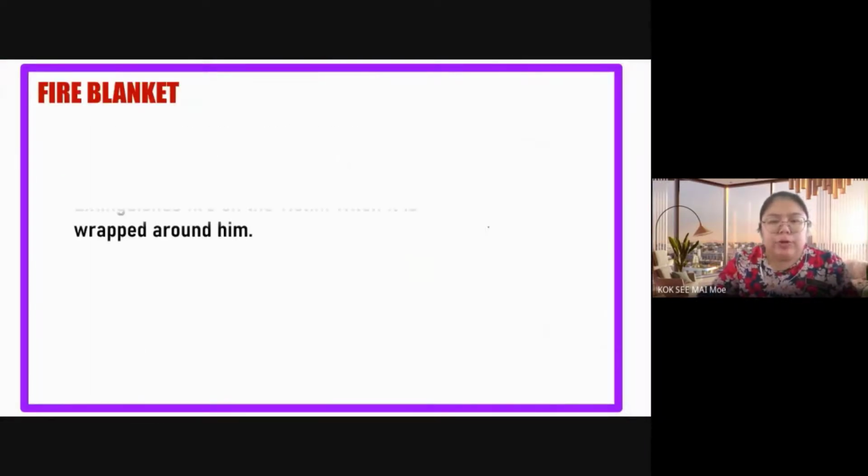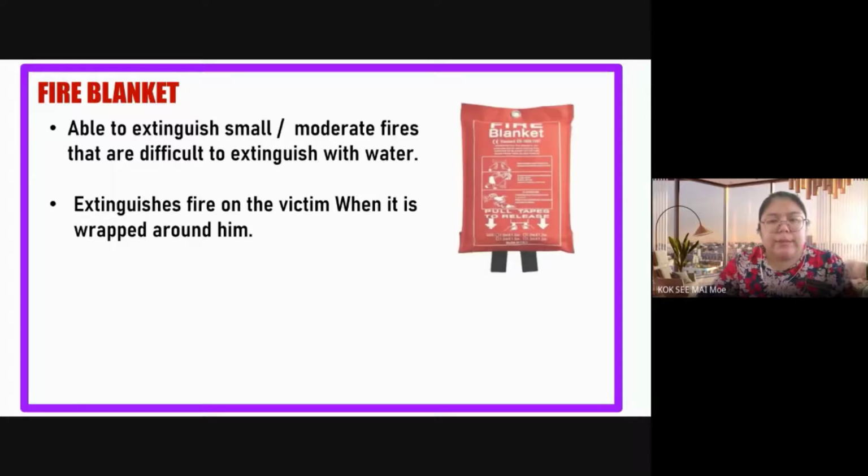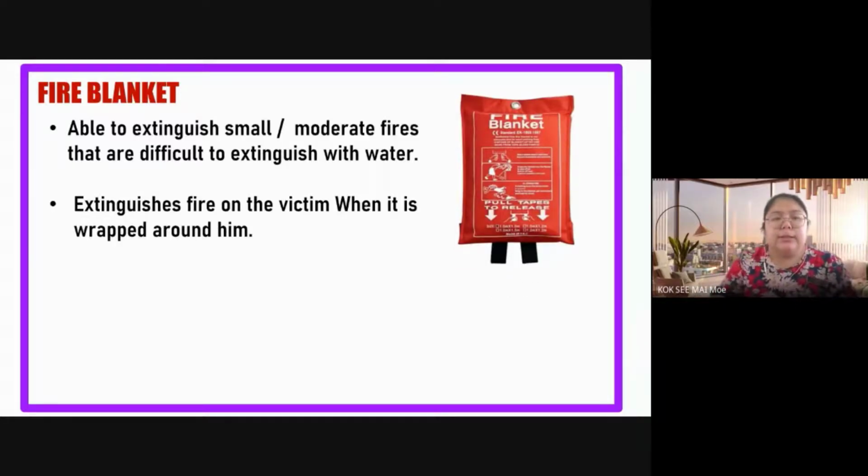Okay, so we also got a fire blanket. The fire blanket is normally a small one, and we use it for small fires only. Moderate fires are difficult to extinguish by using water. Moderate, okay, the moderate fire has to use water. This blanket is only for small fires.